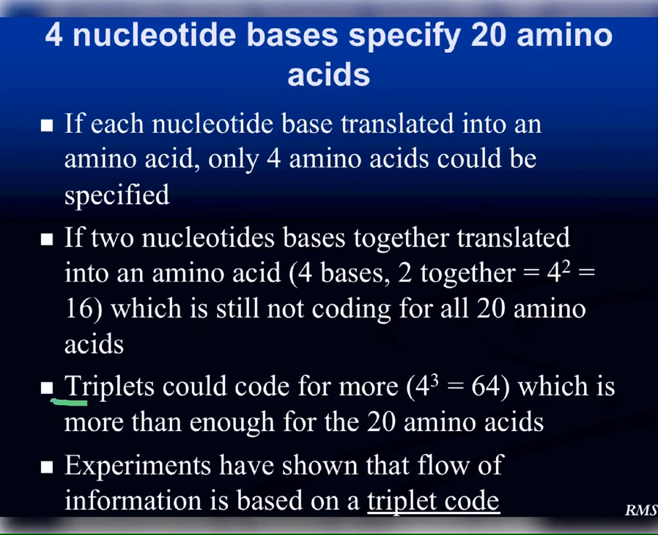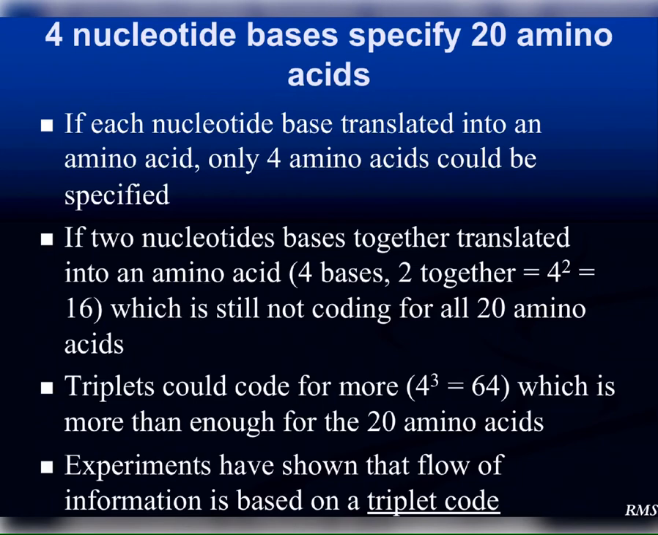What about if we read it as a triplet, 3 at a time? Like we could read A, C, A, or T, C, T, or G, C, C, or C, C, G, however you want to combine it. So there's 4 bases. If we're reading them 3 at a time, 4 raised to the third power gives us 64 different combinations, and that's more than enough for the 20 amino acids. And this is actually how the information flows.